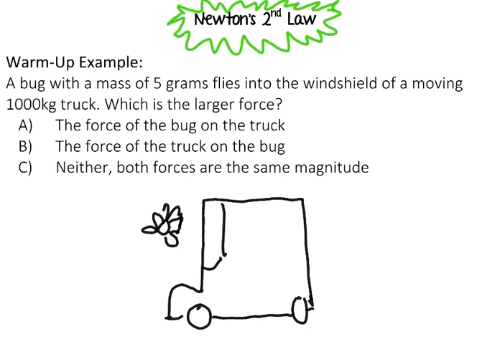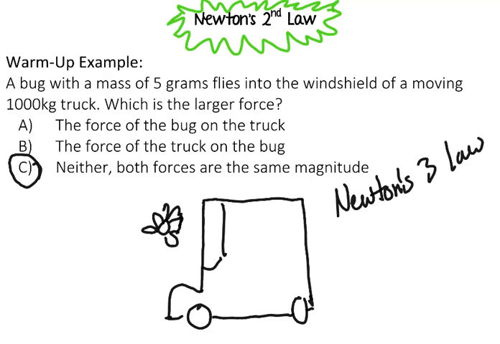Hopefully, you're remembering Newton's third law. Newton's third law is that for every action force, there's an equal and opposite reaction force. So that means that the force that the truck exerts on the bug has to be exactly the same magnitude as the force that the bug exerts backwards on the truck. So those two forces should be the same size.